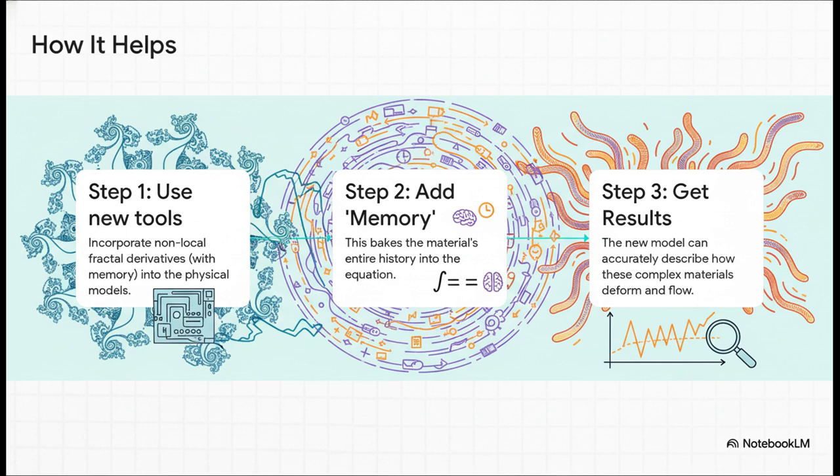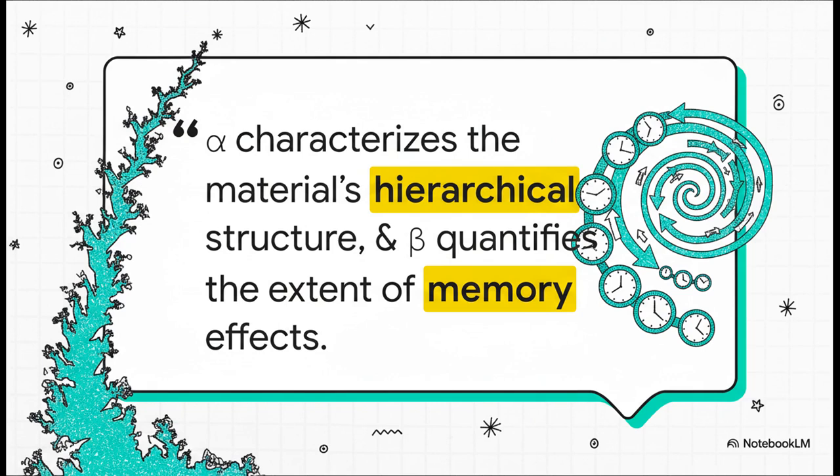and flow over time. And this quote from the paper just puts a perfect bow on it, showing how our two new toolkits work in tandem. That local parameter, alpha, it describes the material's actual physical, jagged structure. And at the same time, the non-local parameter, beta, it measures its memory, how much its past actions influence what it's doing right now. It's beautiful.